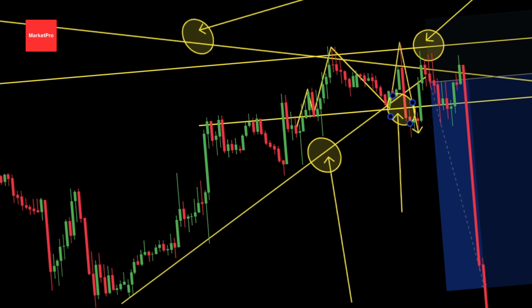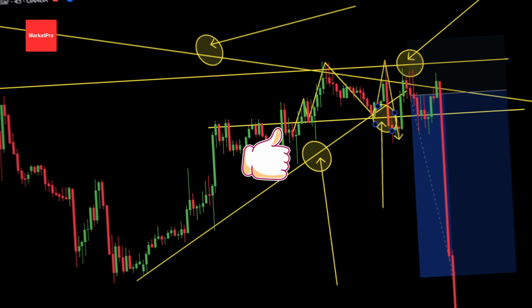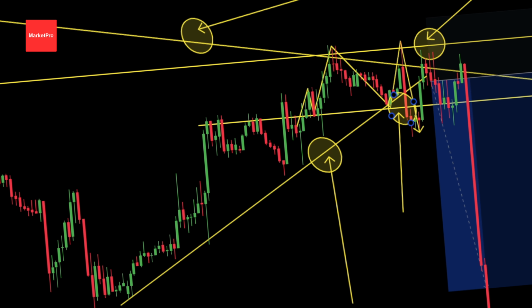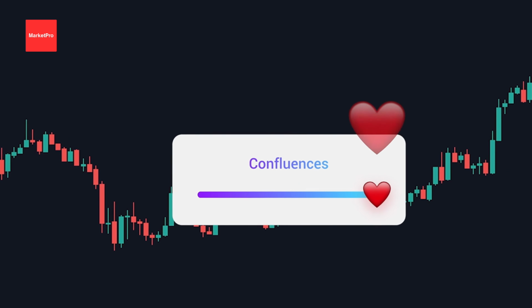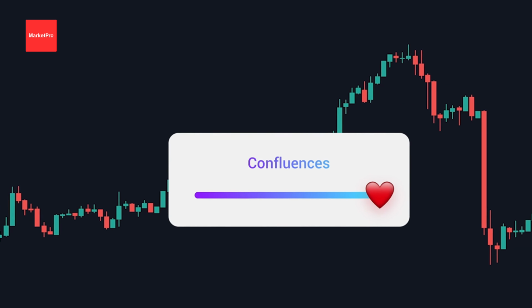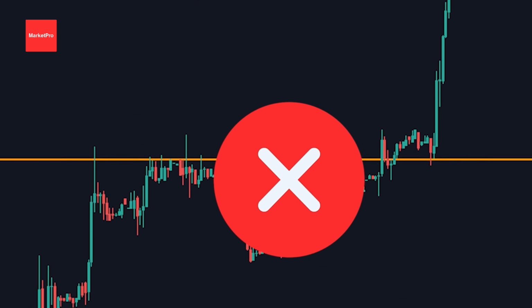That makes the support or resistance level way stronger, and we can predict price will respect it a lot more because of its confluence. The more confluences or reasons for price to respect a support and resistance level, the better. You should never be using just support and resistances by themselves.